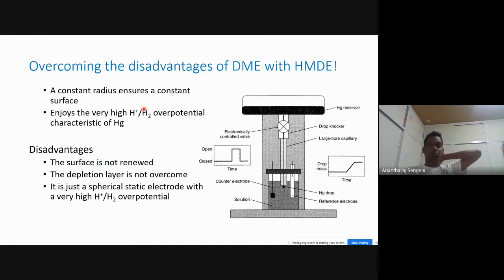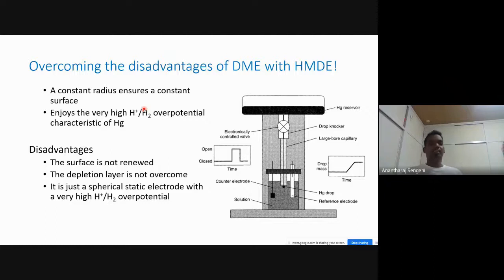HMDE is nothing but a hanging mercury drop electrode, which is also known as static mercury drop electrode. In this case, the mercury drop is not growing, but it is still spherical, so we will have a spherical diffusion, and we can study the spherical diffusion phenomena of various electroactive species in the solution. And it also enjoys the high hydrogen overpotential characteristic of mercury.